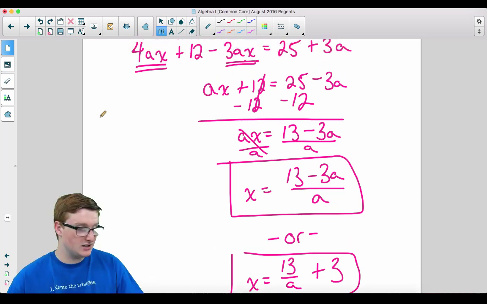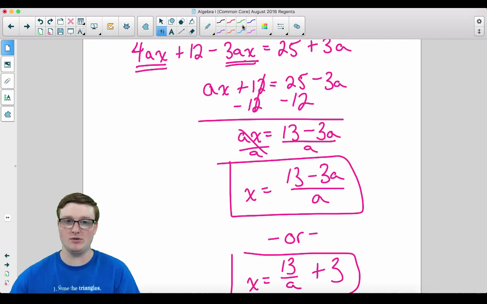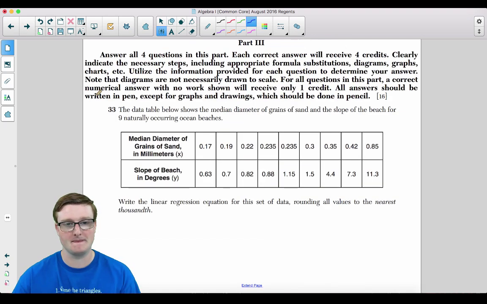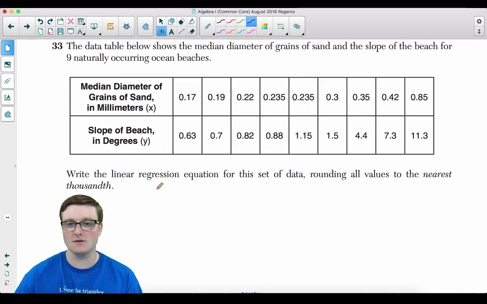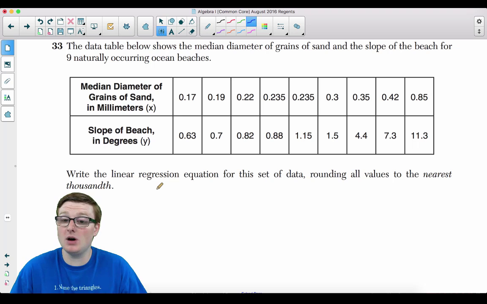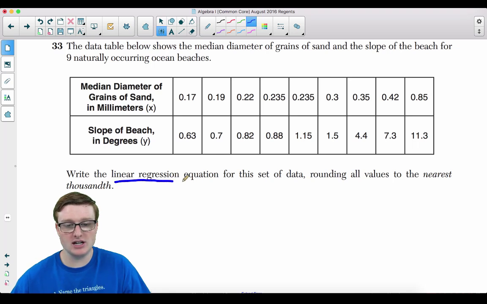All right, that is the conclusion of the part 2s. Now moving on to the part 3s. Here we go. It says the data table below shows the median diameter of grains of sand and the slope of the beach for 9 naturally occurring ocean beaches. Write the linear regression equation for this set of data, rounding all values to the nearest thousandth.